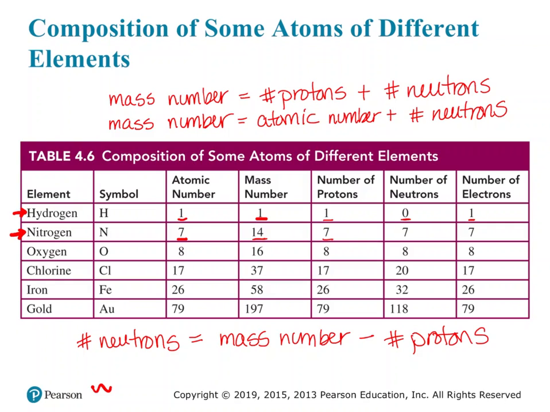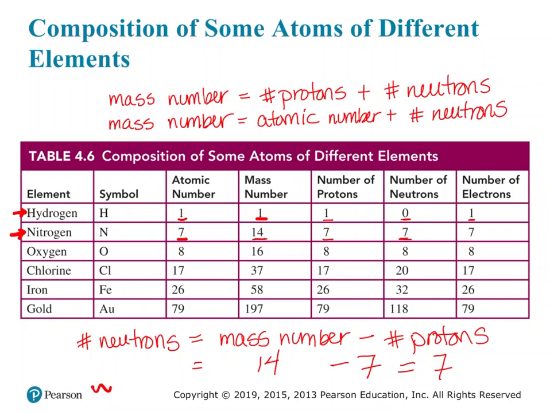Okay, so for nitrogen, we know that we have a mass number of 14, and we have 7 protons. So the number of neutrons must be 7. 14 minus 7 is 7. Okay, and we can see from this table that that works out.